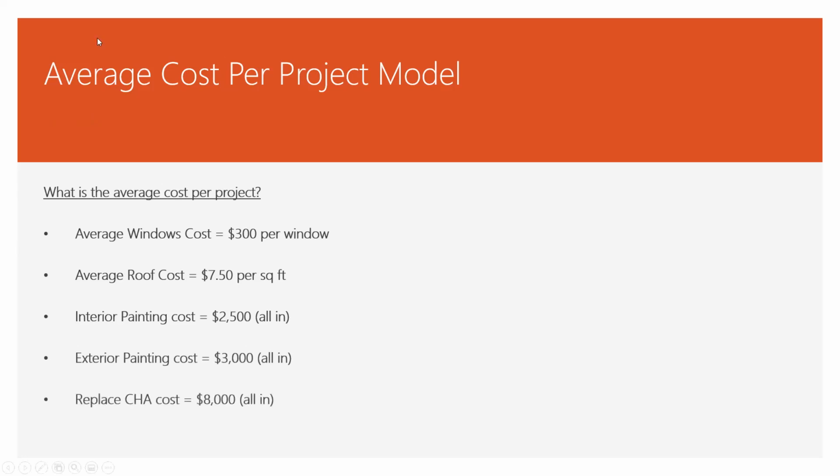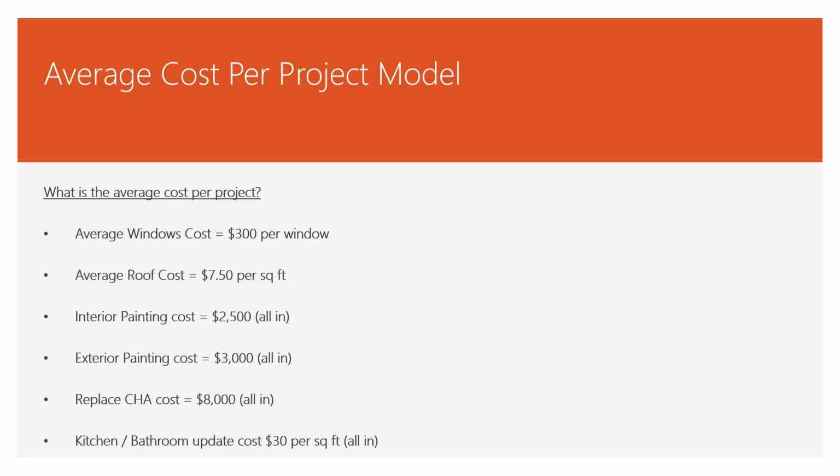And then if you got to replace the central heat and air, normally you can get that between $8,000 to $10,000. Okay. And then if you got to do a bathroom and kitchen update, this is a complete update: new vanity, new tub, new tile on the floor, new tile on the walls, everything, $30 a square foot all in. Okay. Any questions? That's the average cost per project model.